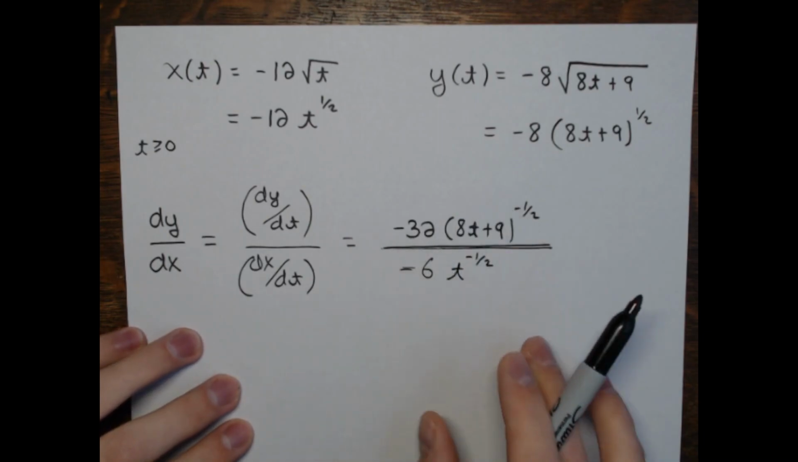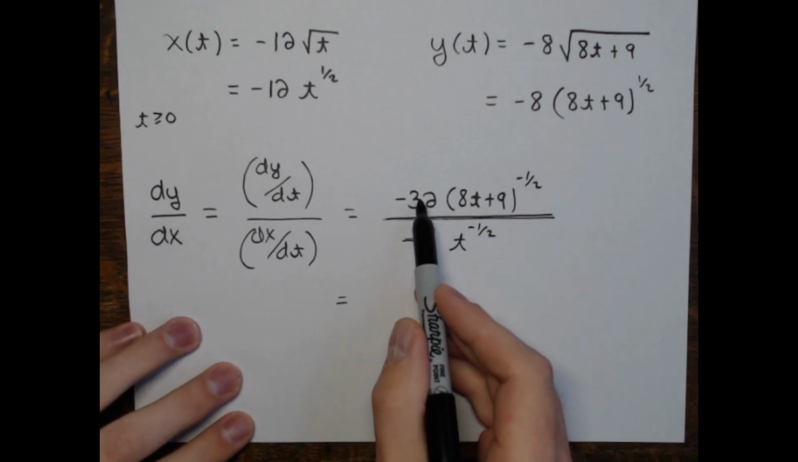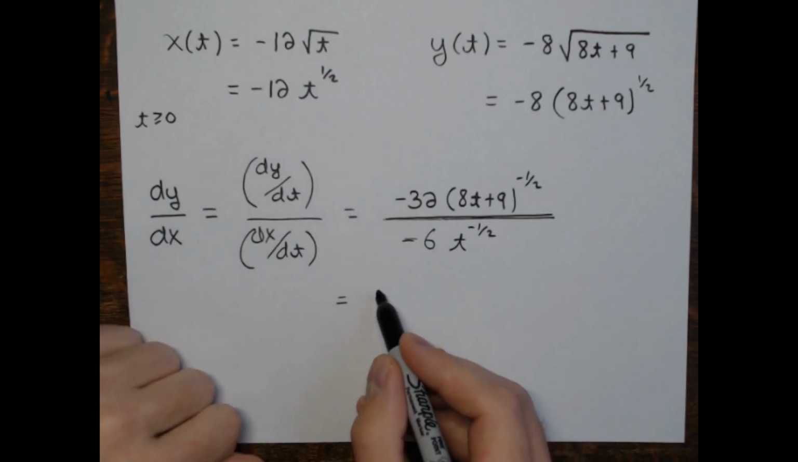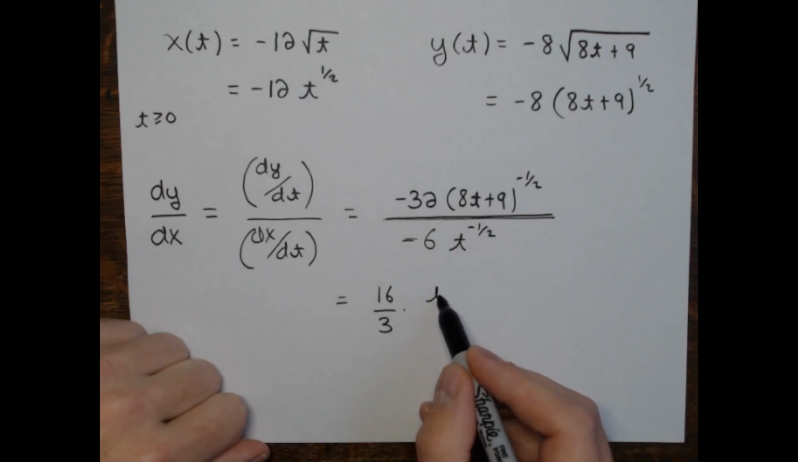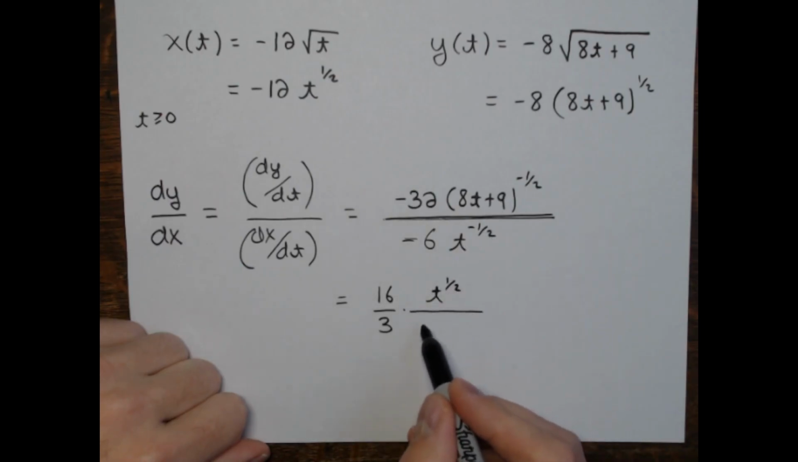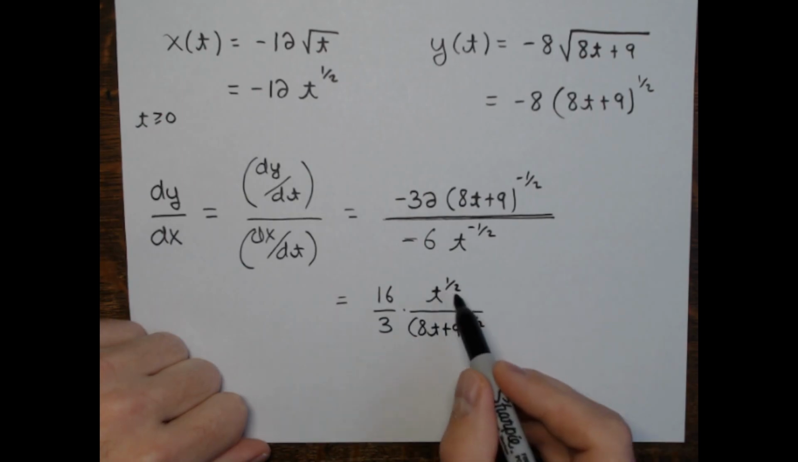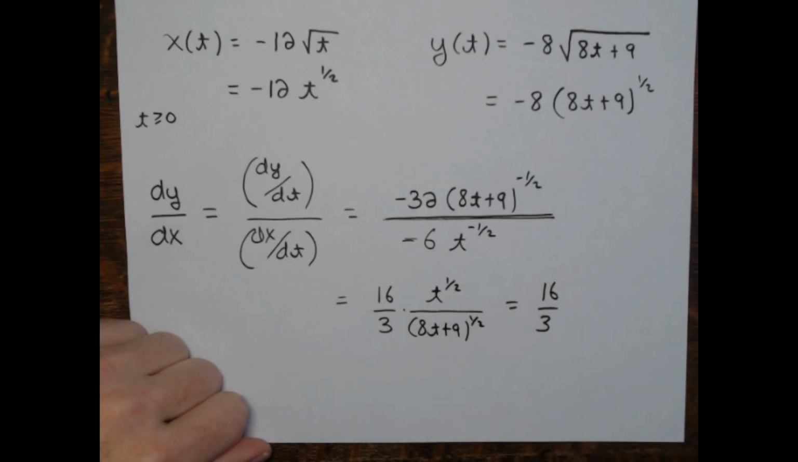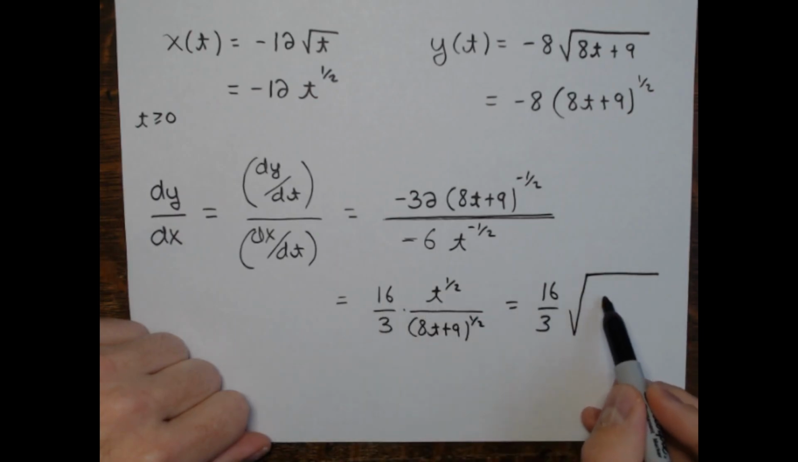Honestly, this is good. But if you want to rewrite it, negative 32 over negative 6 is positive 16 thirds. Then I could flip these, making t to the positive half in the numerator and 8t plus 9 to the half in the denominator. Both of these are to the half, so this is just like one big square root. So if you want to keep writing it with roots like they had initially, this would be 16 thirds times the square root of t over 8t plus 9.